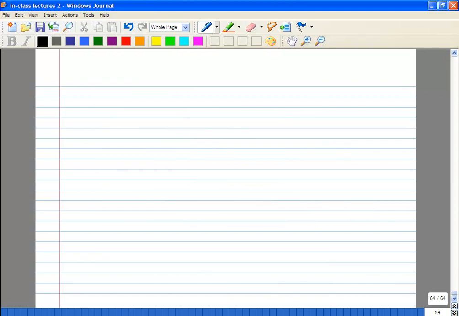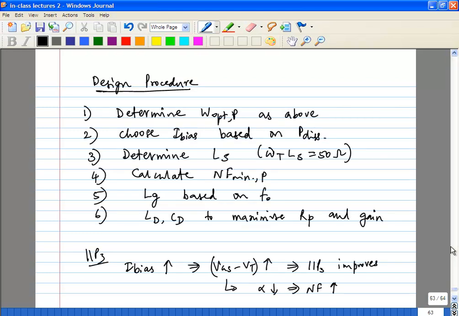What is the typical value of the maximum input power? Oh, I see. You're asking about the signal coming into the LNA. I don't have a number off the top of my head for the maximum. IIP3 will typically be like -10, -5, sometimes 0 dBm, not higher than that. The minimum signal coming in will be in microvolts.